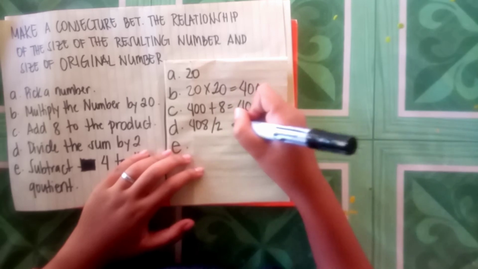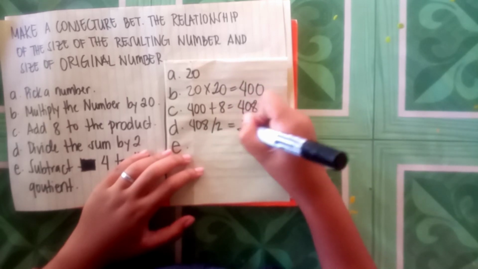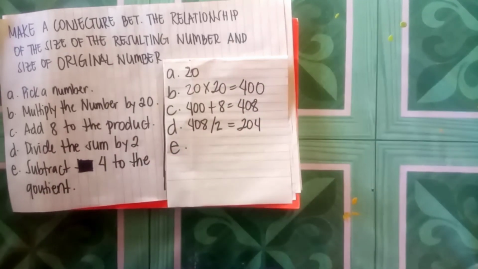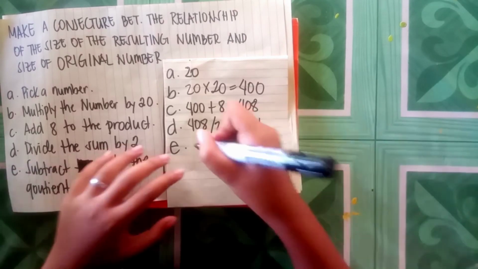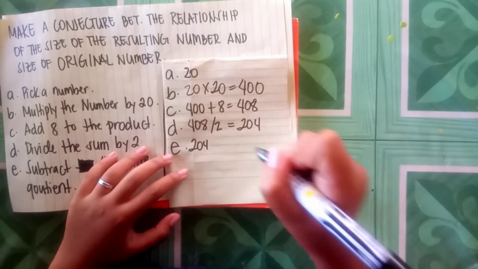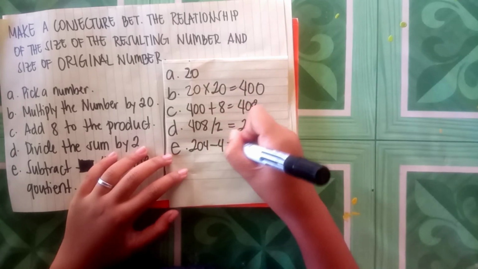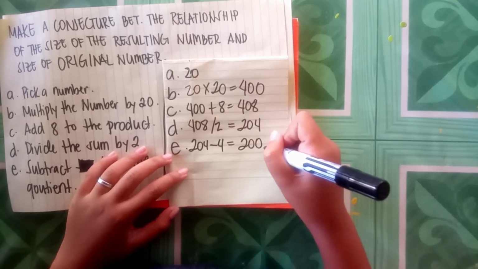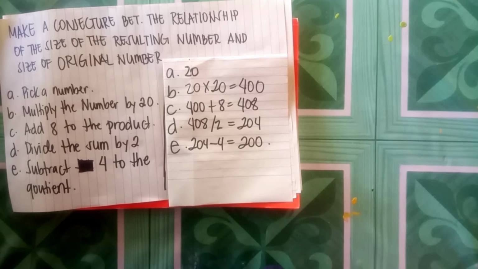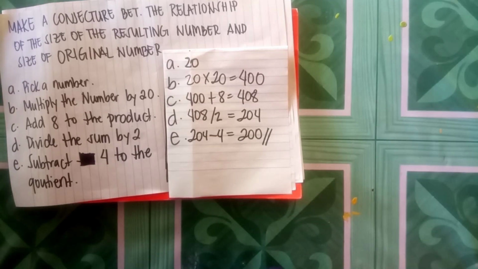So, 408 divided by 2 is equal to 204. And subtract 4 from the quotient. So, the quotient is 204. 204 minus 4 is equal to 200. Now, if you observe, the resulting number is still 10 times the original number.